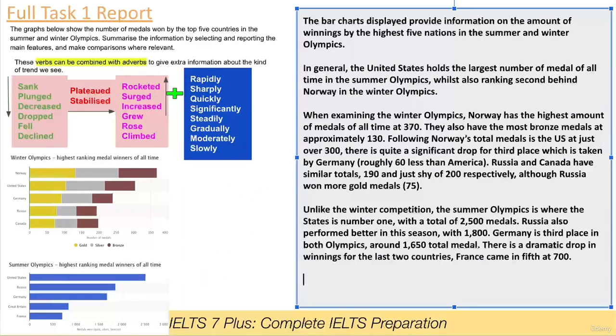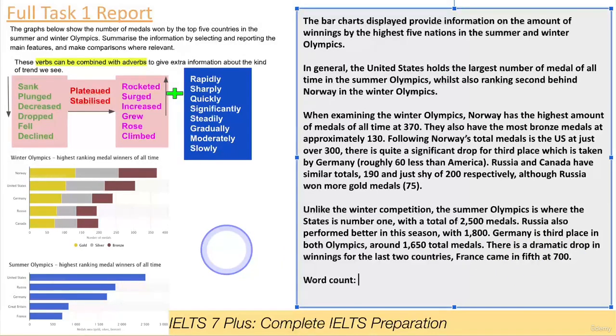Okay, let's read this back. Unlike the winter competition, the Summer Olympics is where the States is number one, with a total of 2,500 medals. Russia also performed better in this season, with 1,800. Germany is third place in both Olympics, around 1,650 total medals. Really important to go back and check our work. There is a dramatic drop in winnings for the last two countries. France came in 5th at 700. Okay, I think that's good.